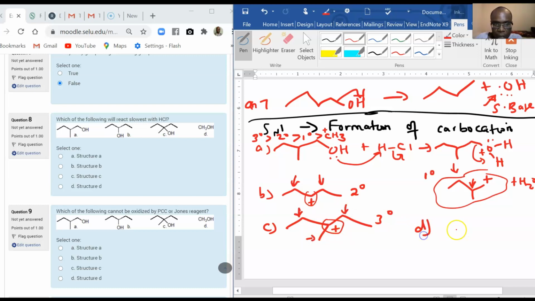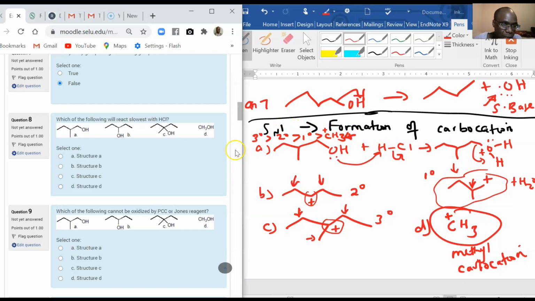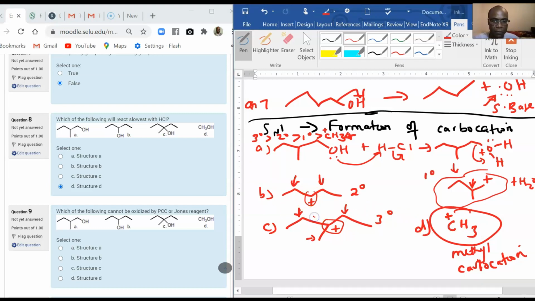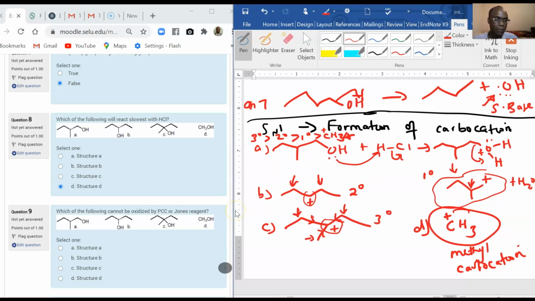And then lastly, you have methanol. When the OH falls off, you get CH3 plus. That's a methyl carbocation. And according to our ranking for SN1, the methyl carbocation is the least reactive. So structure D will react the slowest because the carbocation is the least stabilized by inductive effect. You see, like tertiary, the plus charge will be neutralized by electrons through bond because it has the most R groups around the C+.